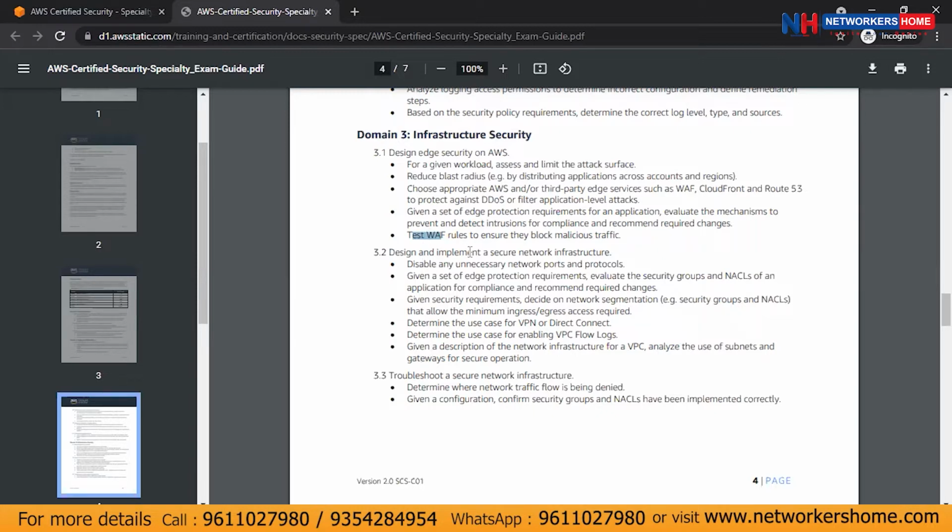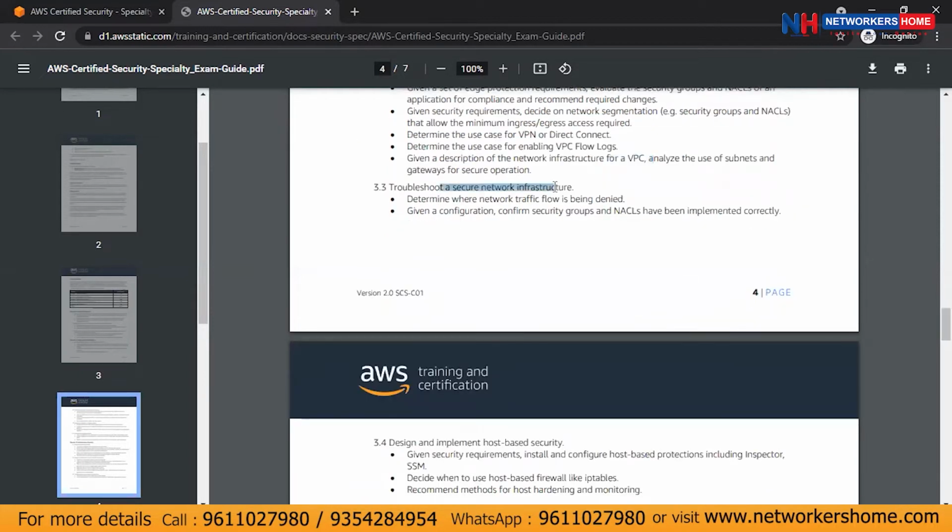Then design and implement secure network infrastructure. So it's about how you secure your network part, VPC particularly. There we have disabling any unnecessary network ports and protocols, and how you can protect your network using security groups and ACLs. Based on a given security requirement, how you segment, how you manage security groups, ACLs, and VPN, Direct Connect, VPC flow logs, and analyzing VPC. How you can analyze VPC, those services we talk about here.